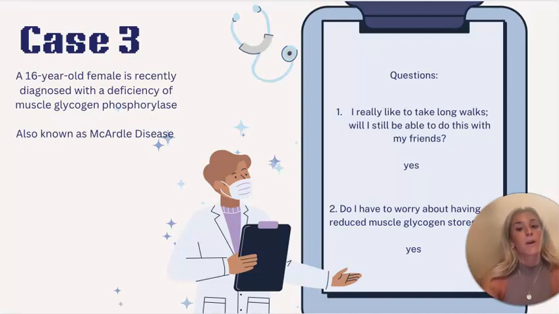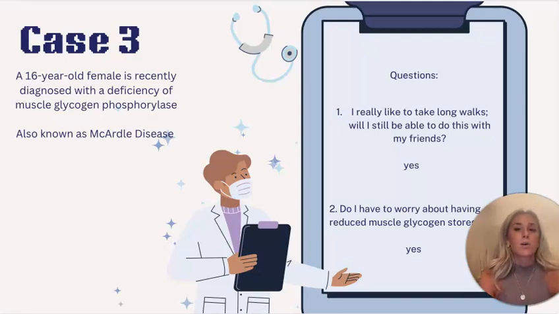So if I were her care provider, I would say, yes, you are still able to do these long walks with your friends. Your condition, known as McArdle's disease or glycogen storage disease type 5, primarily affects high-intensity anaerobic exercises that rely heavily on muscle glycogen for energy. This disease results from a deficiency or absence of the enzyme muscle glycogen phosphorylase, which is crucial for breaking down glycogen into glucose 1-phosphate. This glucose 1-phosphate is then converted into glucose, the primary energy source for muscle activity.